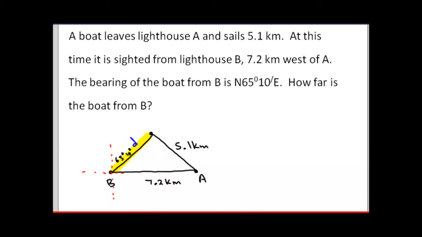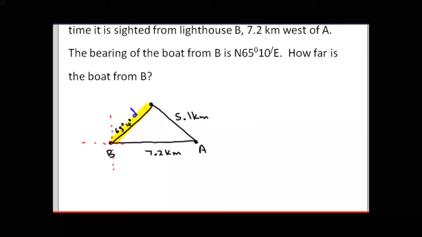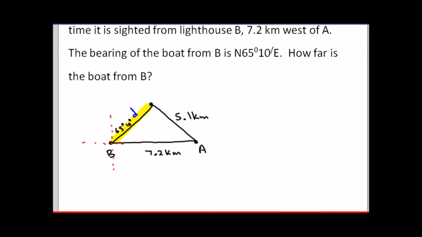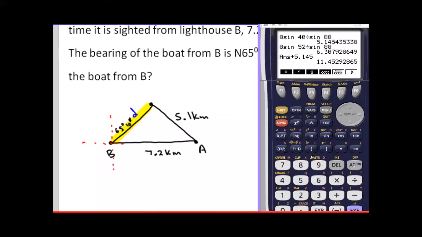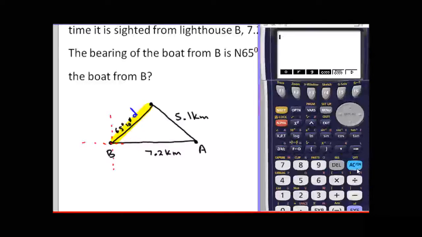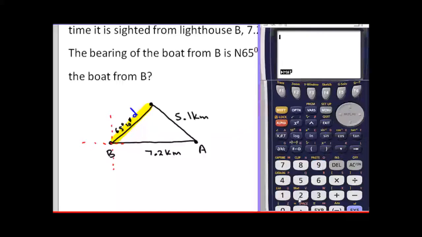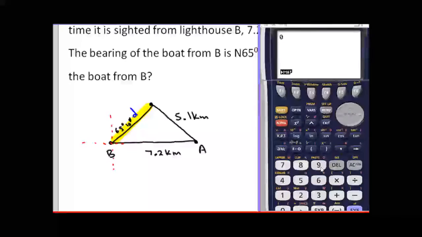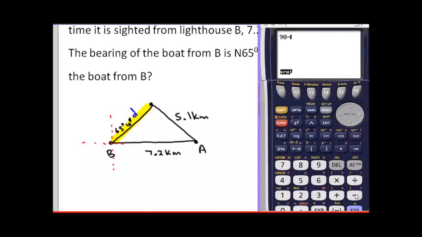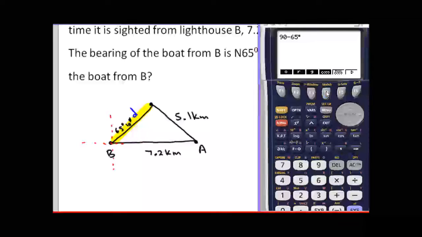All right, so what can we do here? Well, if this is 65 degrees, 10 minutes, then if I subtract that from 90, that would be this angle right here, because this is a right angle. So to avoid careless mistakes, I'm going to do 90 minus 65 degrees, 10 minutes. To get the degrees, minutes, seconds, I go Option, scroll over, Angle, F4. 65 degrees, 10 minutes.